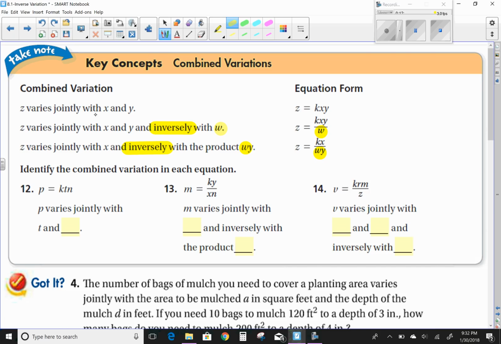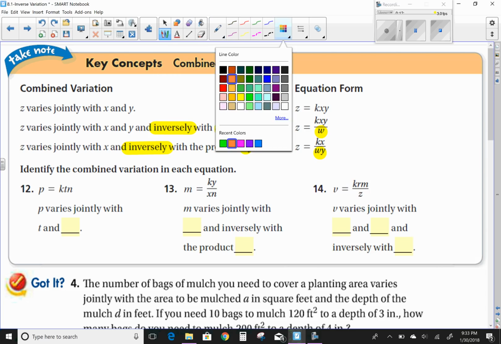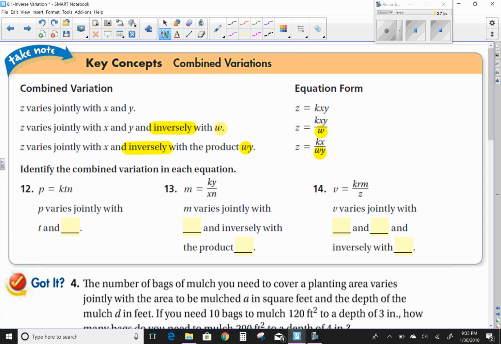Z varies jointly with X and Y. Z equals KXY. Z varies jointly with X and Y and inversely with W. Whatever's after inversely is going to be on the bottom. Okay? So look at these next problems. Actually, what you ought to do is pause it. See if you can figure out what goes in the blank. And then turn it back on and see how you did.